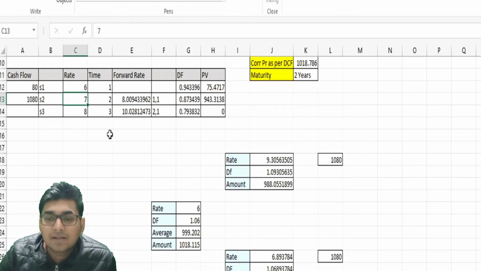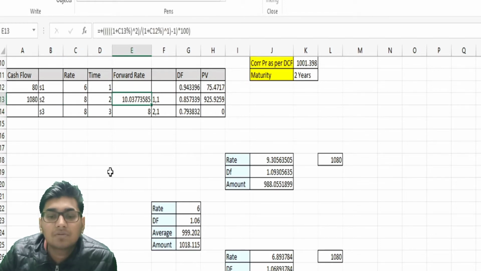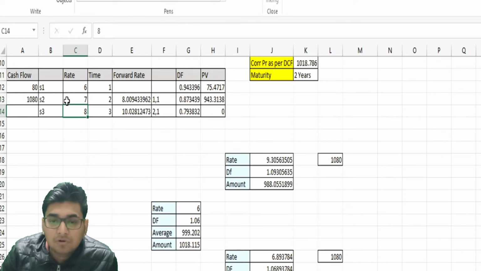Similarly, over here I am calculating the discounted cash flow. Discounting factor means from this rate I have calculated the discounting factor. How to calculate the discounting factor, if you remember? If I want to know the discounting factor of this one, how to calculate this? Tell me how to calculate this.